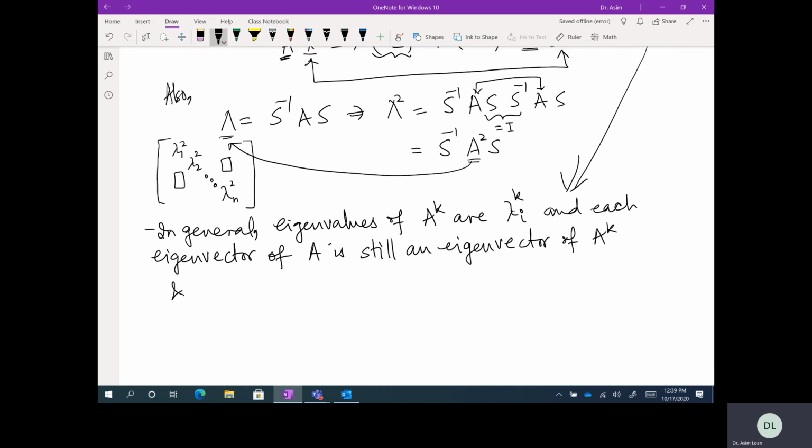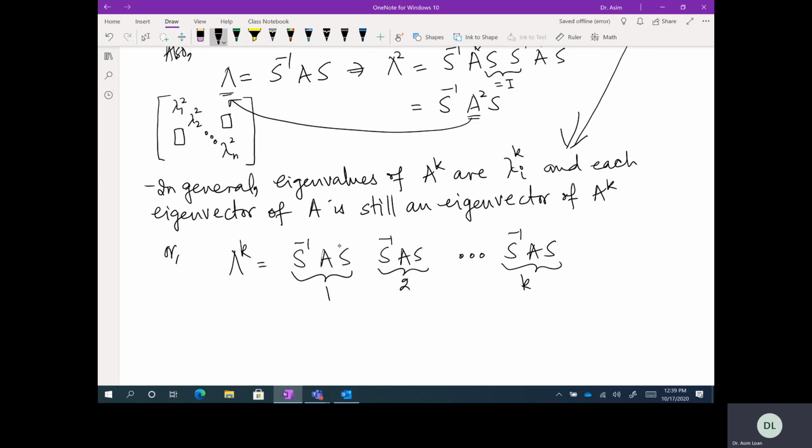Lambda^k is S inverse AS one time, S inverse AS two times, S inverse AS, this is k times, and obviously this one with this one is going to be I, and so on and so forth. So this implies S inverse A raised to power k into S. Okay.